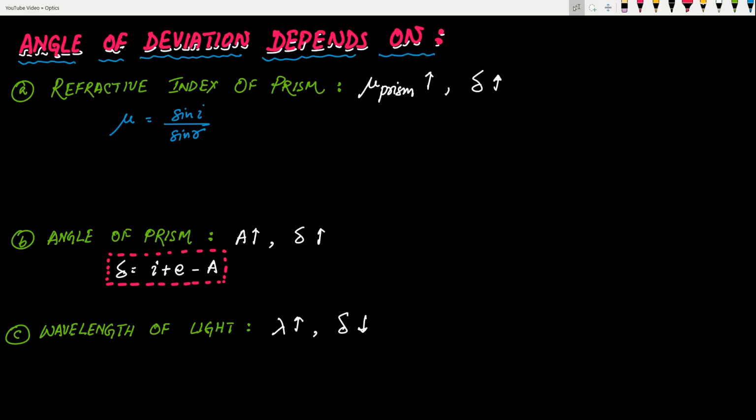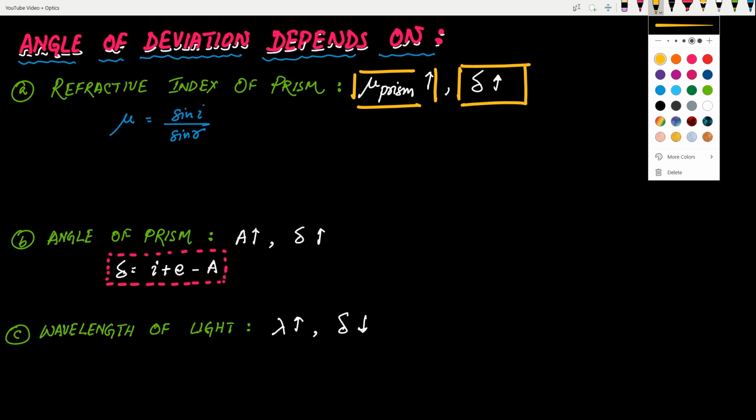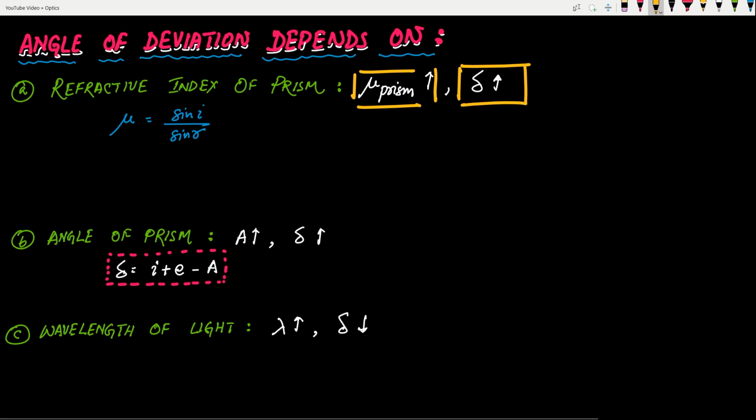Okay, now let's look into the parameters on which angle of deviation actually depends. There are 4 parameters on which angle of deviation actually depends. So let's look one by one. The first one is refractive index of prism. Now, how is refractive index of prism related to angle of deviation? I have written that if the refractive index is increased, then the angle of deviation also increases. That is, we can say that refractive index of the prism is directly proportional to the angle of deviation.